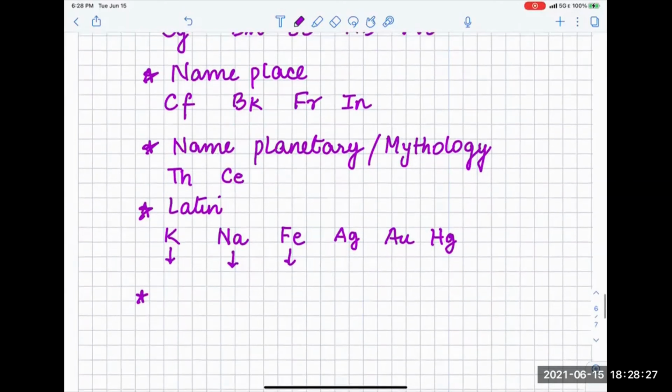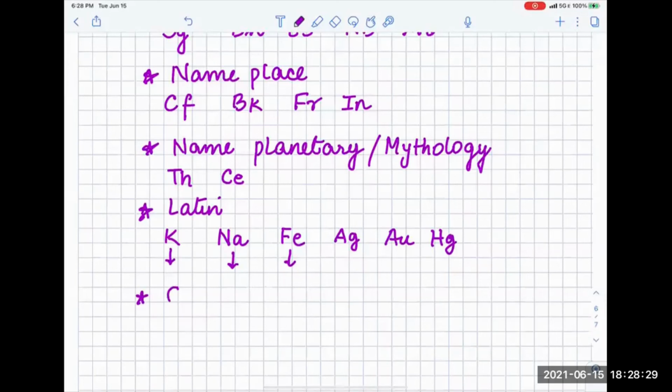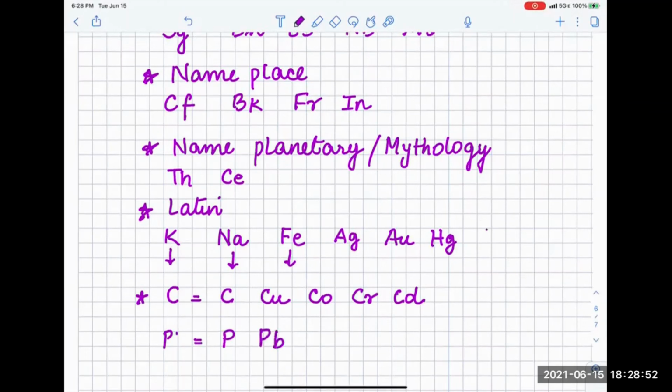Another way of remembering the names is to look at the letters. Let's say, for example, start with C. You will have carbon, copper, cobalt, chromium, cadmium. Let's say P. For P, there is phosphorus, there is lead. Lead is again plumbum, so this is again the Latin name. Then there is palladium, plutonium, polonium, and platinum.